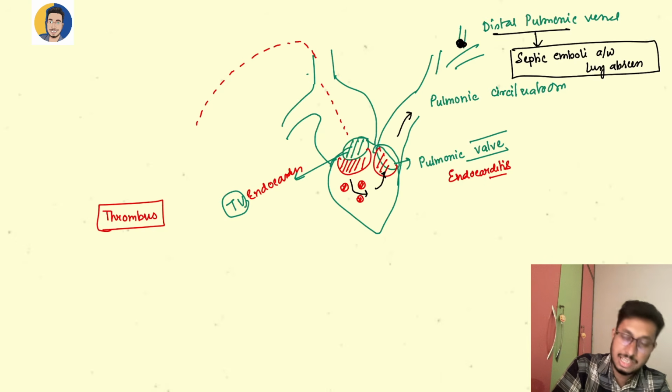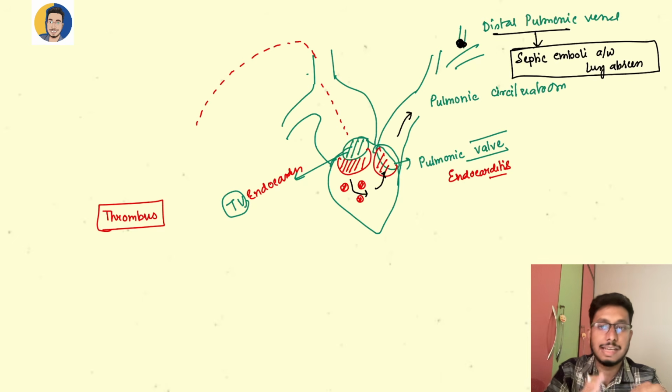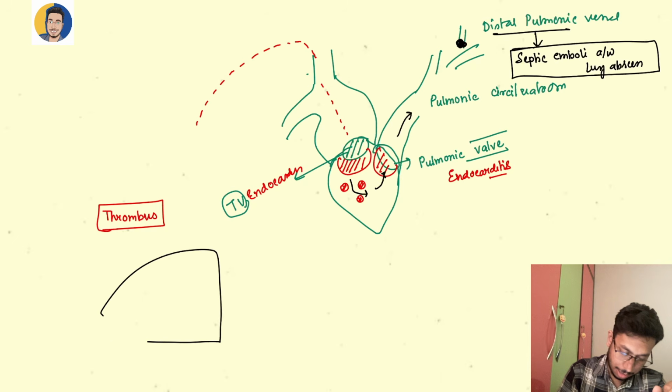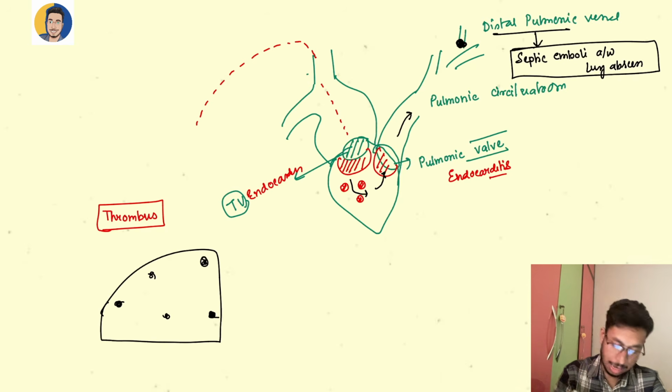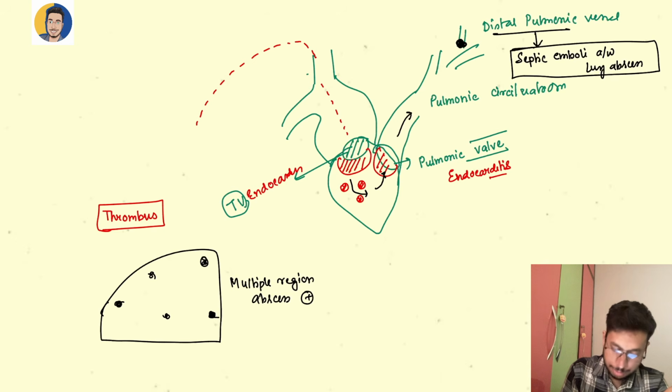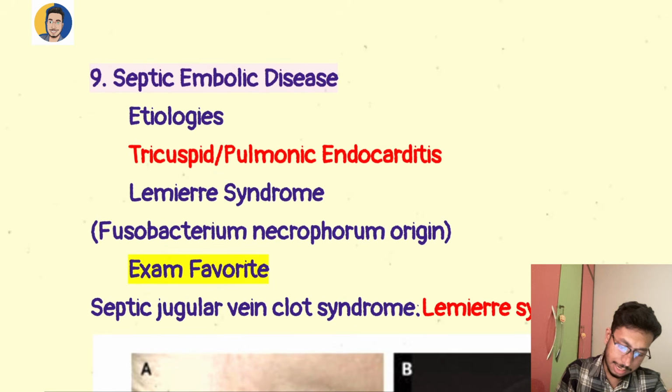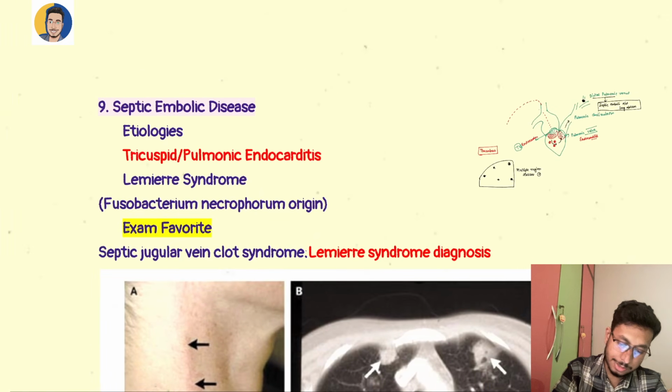What important pattern will we see in case of septic emboli associated lung abscess? In case of septic emboli associated with lung abscess, you see not just a single vessel involved. It will be multiple vessels, multiple lung vessels. So there will be emboli. If you see the heart margin in CT scan, there can be embolic phenomena, embolic lung abscess in multiple regions. So in septic emboli associated lung abscess, abscesses will be present in multiple regions. Okay. So this is the concept you need to understand here. So septic embolic disease etiology can be tricuspid or pulmonic endocarditis.